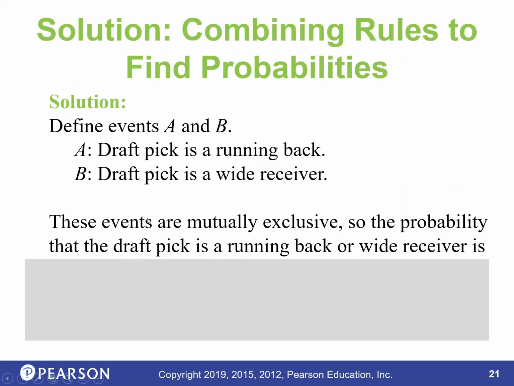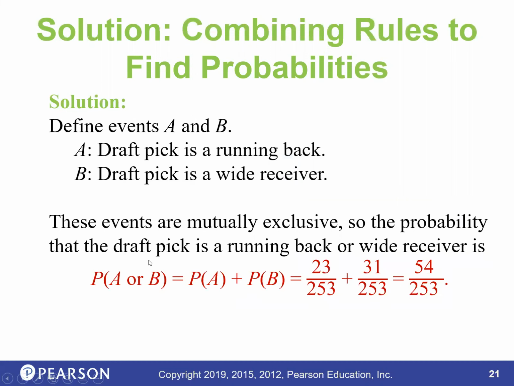Okay, let's jam it. First things first, if they pick a running back, are they able to pick a wide receiver at the same exact time? I don't think so. If you pick one position, you're not going to pick the other position. So in this case, these events are mutually exclusive. And so the probability of either of these coming true: everybody okay with 23 over 253? 31 over 253? That makes 54 over 253.